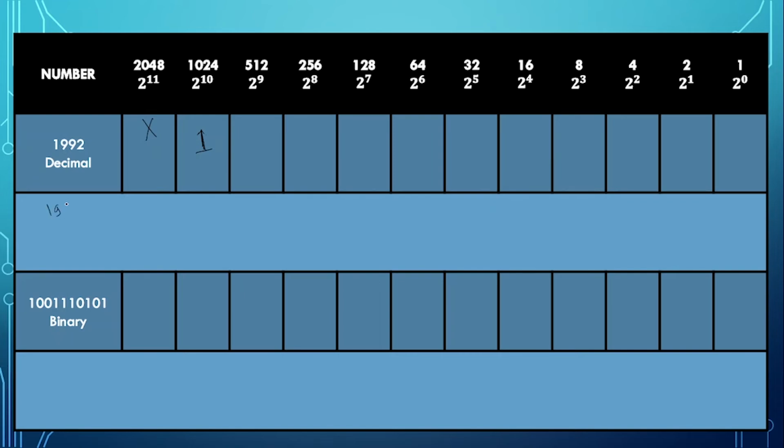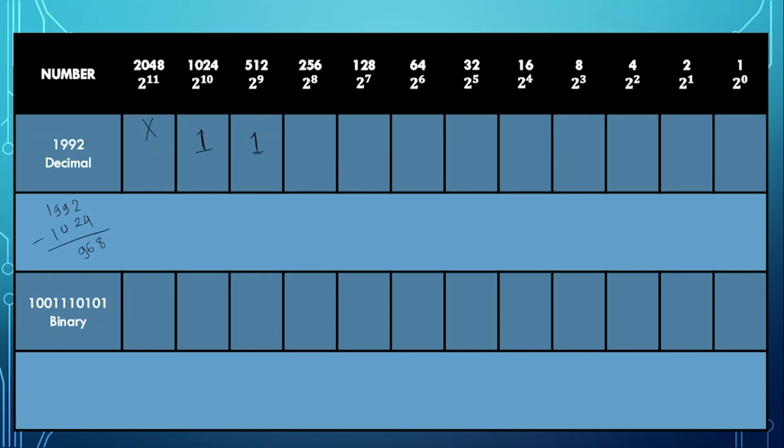So if 1992 minus 1024 is performed, then you will have 968. Now to form 968, you must utilize 512. So if you are going to utilize that power of radix, then you must put 1, or if you are not going to utilize that number, then you put 0, because in binary only 2 characters are there, 1 and 0.